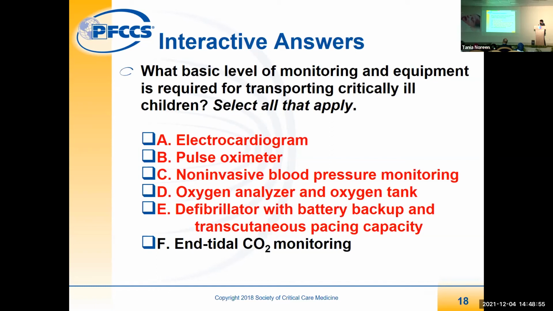Only end-tidal CO2: if it is there, fine, and if not, it will still work, because you will be able to see it sometimes on the ventilator, or sometimes you will see the chest rise. So it's not mandatory; if it is there, good, but it is not necessary. But all the other things are necessary for the transport of this kind of critically ill child.